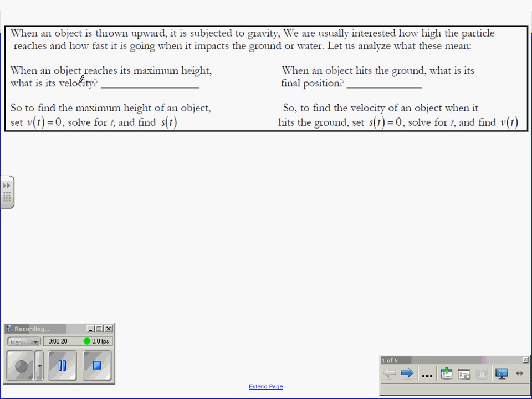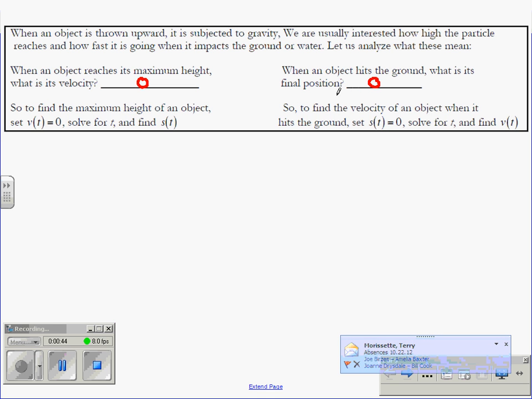For example, if you throw an object upward, it is subjected to gravity. Usually we're interested in how high the particle reaches and how fast it's going when it impacts the ground. So what does this mean? Things to remember: when an object reaches its maximum height, the velocity of the object will be 0. When an object hits the ground, its final position will also be 0.